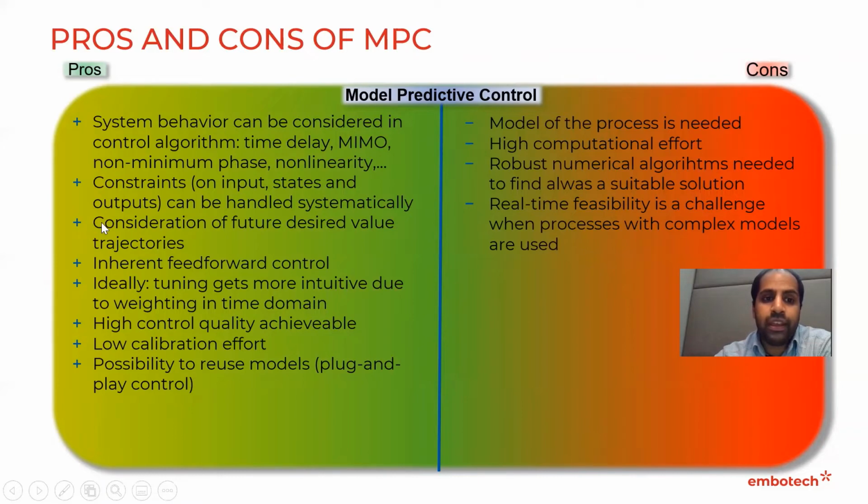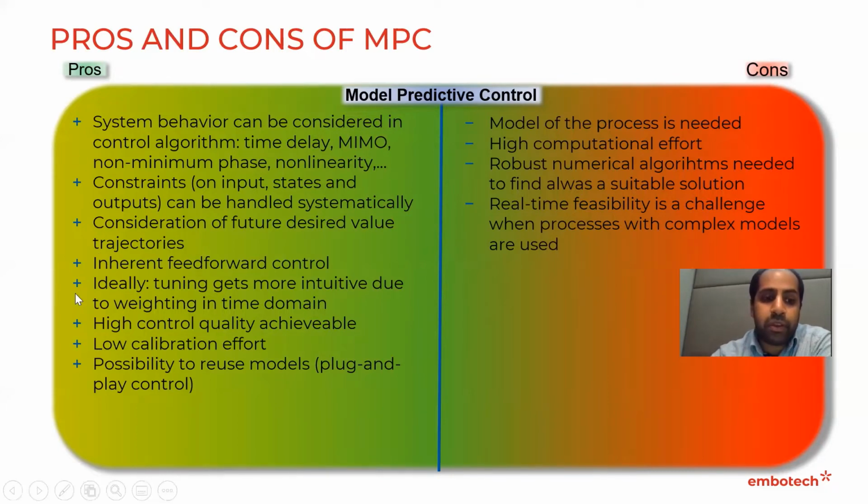What you can do on top is consider future desired values. So if you know that in the future there are some disturbance values upcoming, or, as in the case of motion planning, there's an obstacle in the future, you can easily include these desired values. And as said, classical control uses feed forward plus feedback. Here, the feed forward control is inherently included. And, going to the next point, because we set this up as an optimization problem, we have the tuning in the time domain, which is often more intuitive than tuning the control algorithm in the frequency domain.